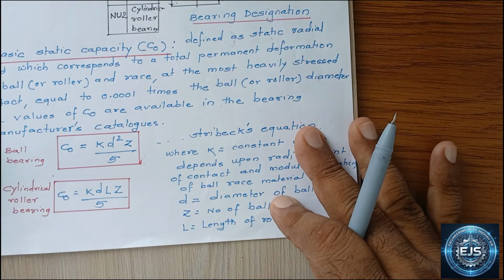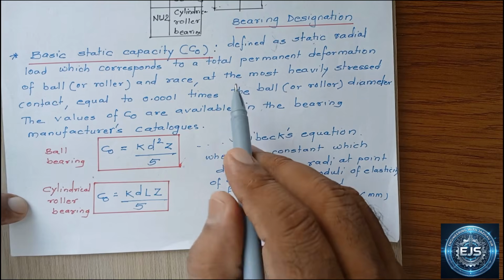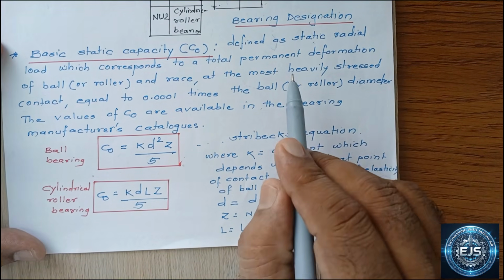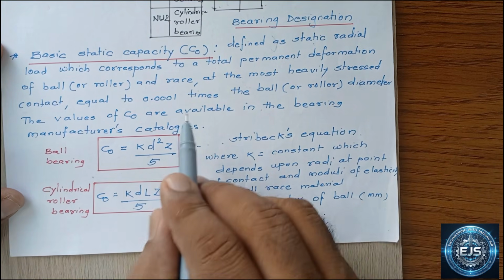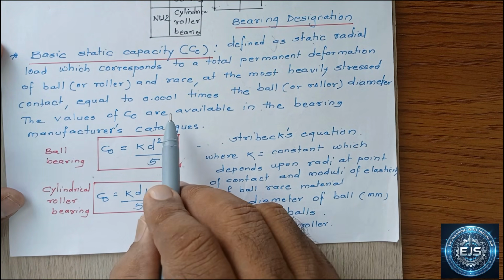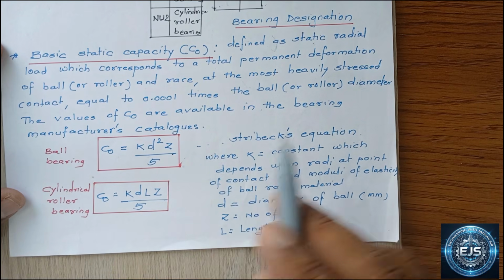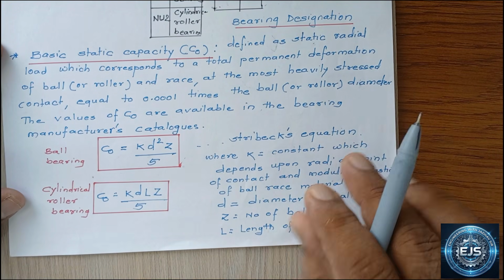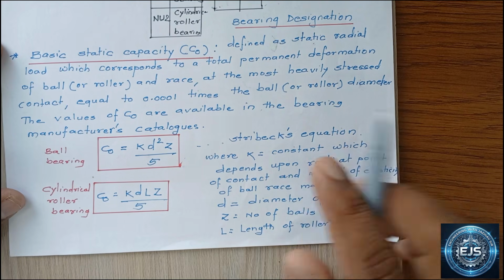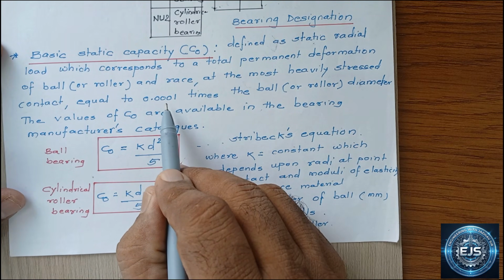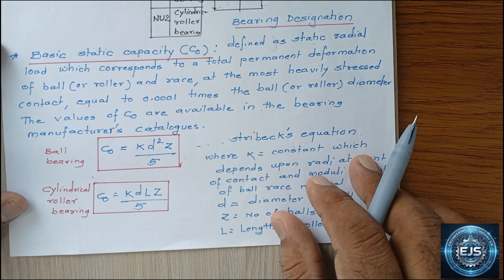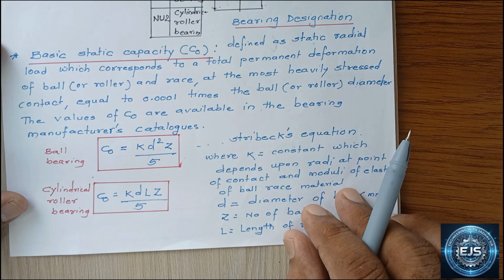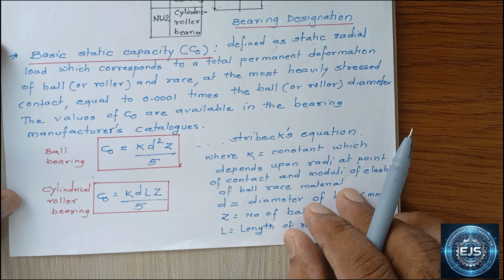Now next point is basic static capacity, that is C0. Basic static capacity is a static radial load which corresponds to a permanent deformation at the most heavily stressed contact, equal to 0.0001 times the ball or roller diameter in a ball bearing or roller bearing. So that static radial load is denoted as the basic static capacity. Basic static capacity has its unit in Newton or kilonewton.